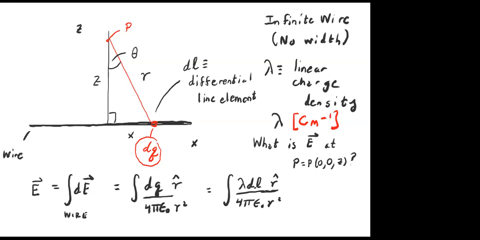Okay, so this is the creature I need to evaluate, this integral over the wire. Integrals can be complicated, so the idea is to start to simplify them. Lambda, the linear charge density, is a constant. The permittivity of free space is a constant. So they come out of the integral, and I'm just left with that. So I have three guys to worry about: dl, the unit vector r hat, and r. And so now let's systematically figure out what those things are in this problem.